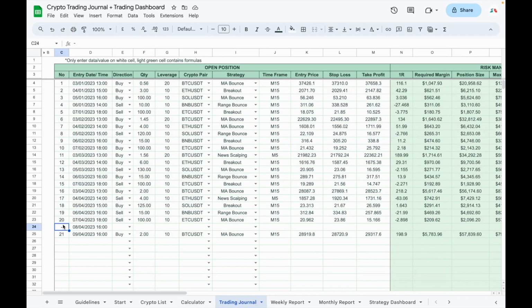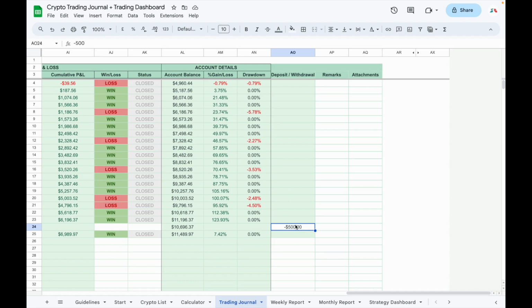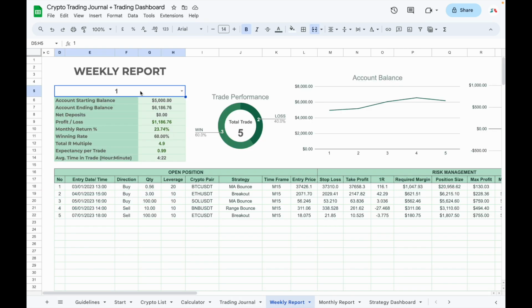If you have any fund deposit or withdrawal, put a dash under the number column instead of a numerical number. Input the date of the funds deposit or withdrawal, and input the amount of deposit or withdrawal. Remember to put a minus sign in front of the amount if you withdraw money from your account. In this trading journal, there is a weekly report for you to analyze trading performance.